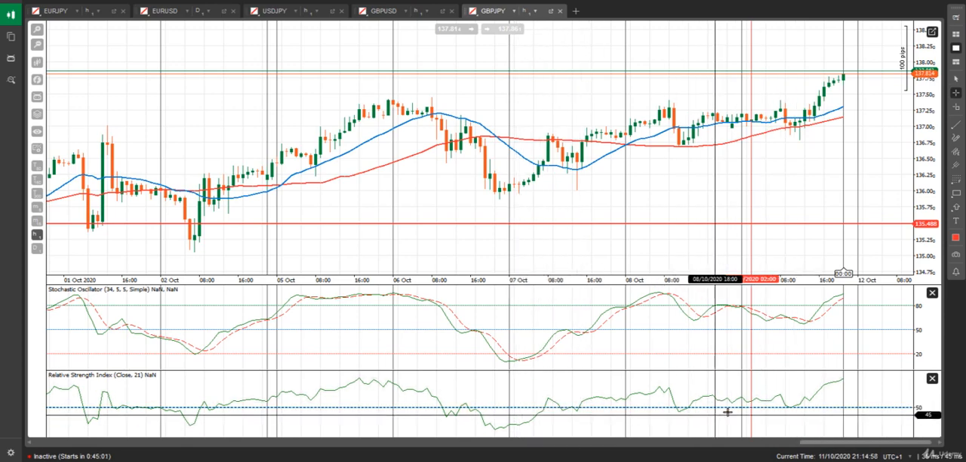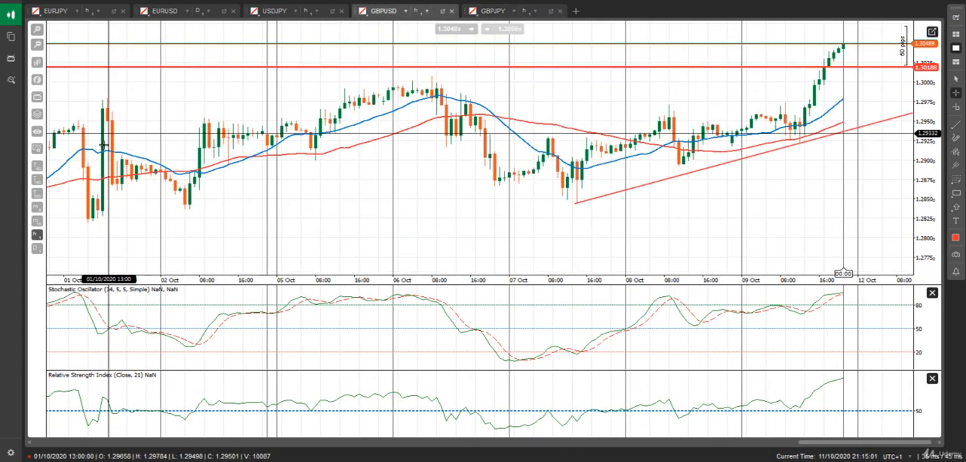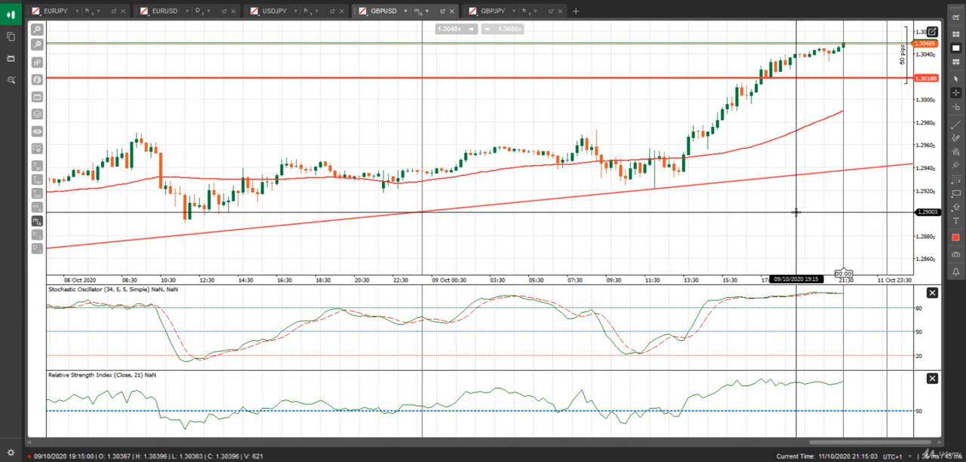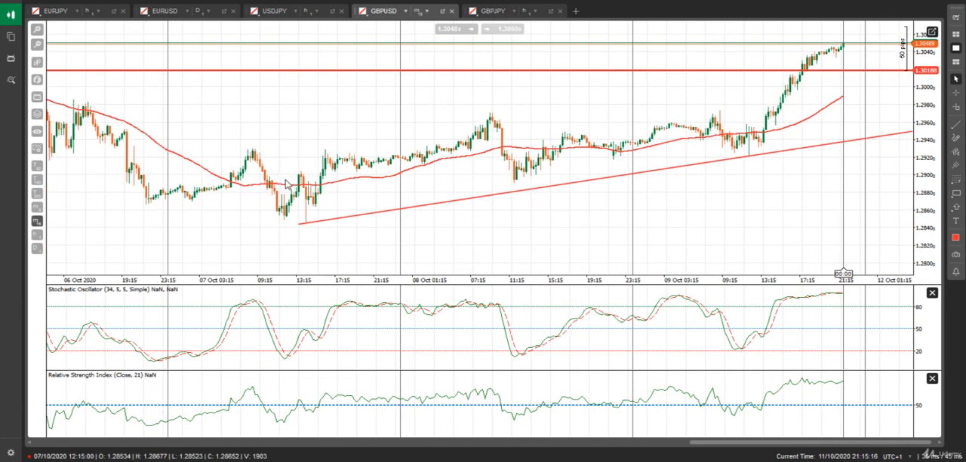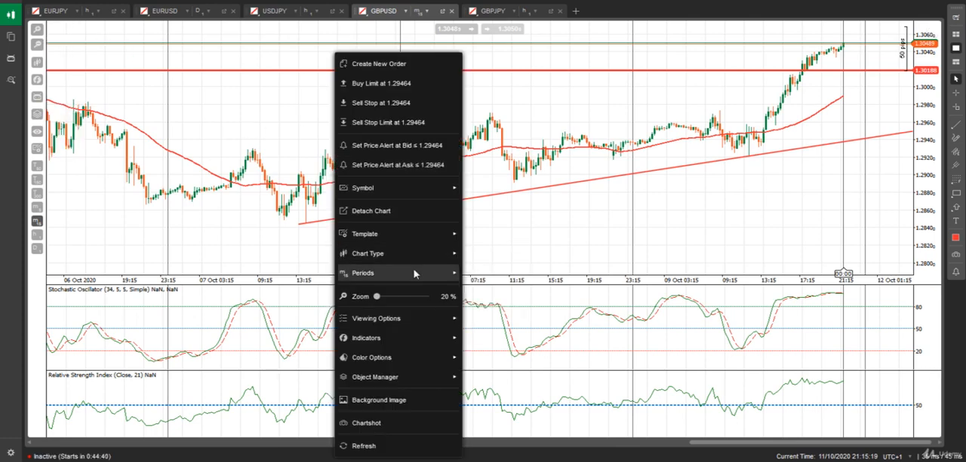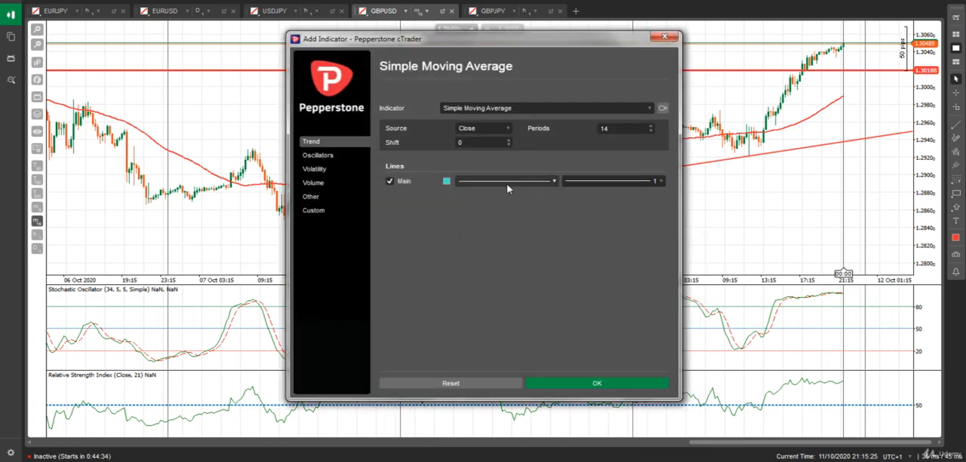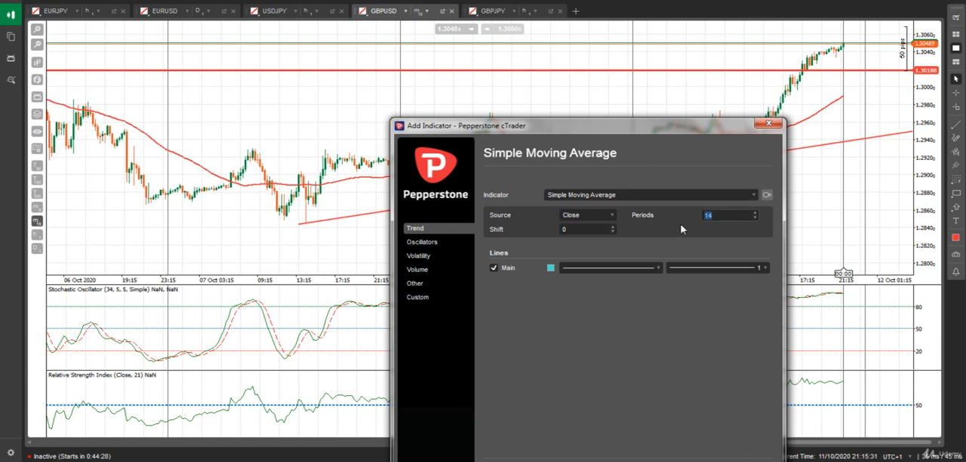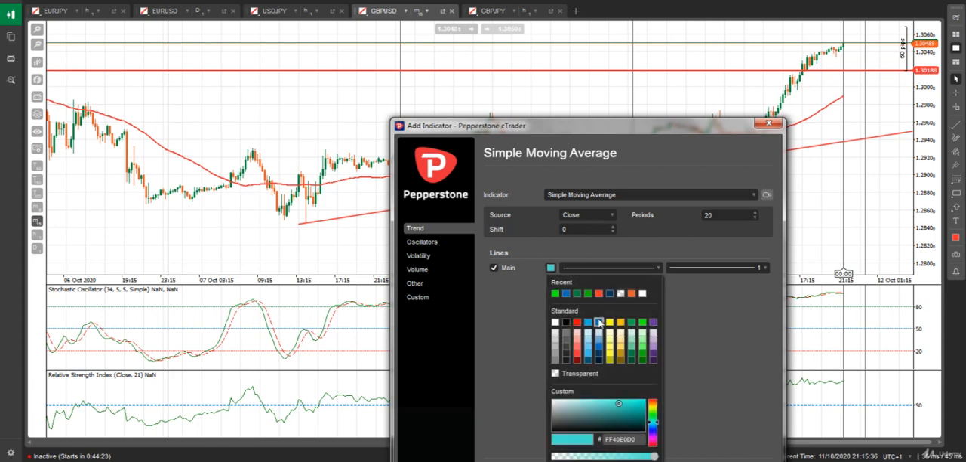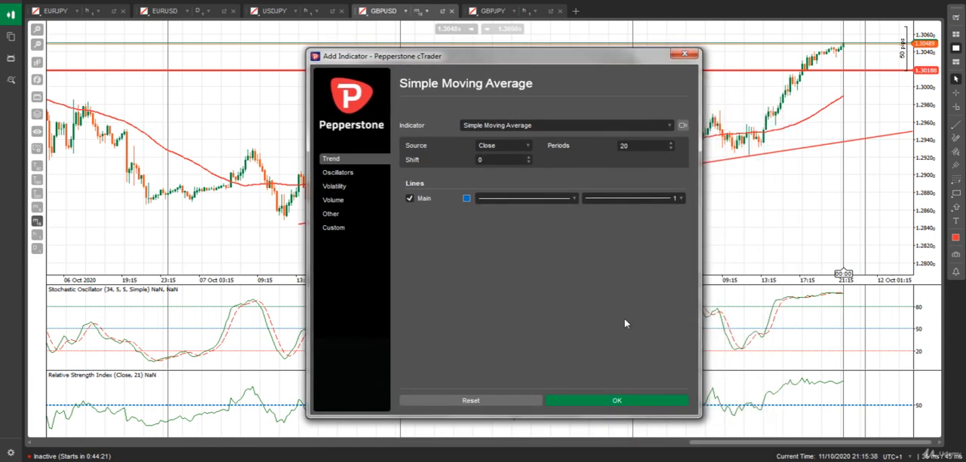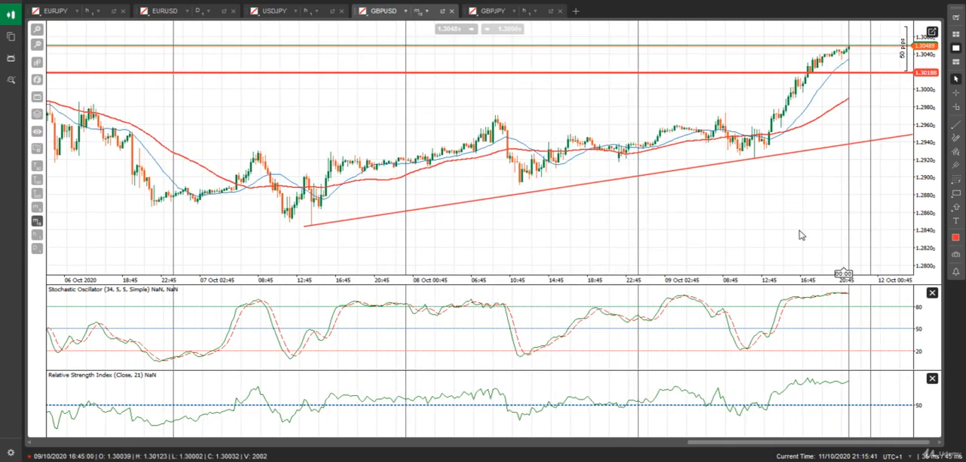This is the same example here. So let's see M50 to confirm. I have to add a moving average here, a simple moving average of 20 period. Let's put it blue. Okay, so in this case we can wait.